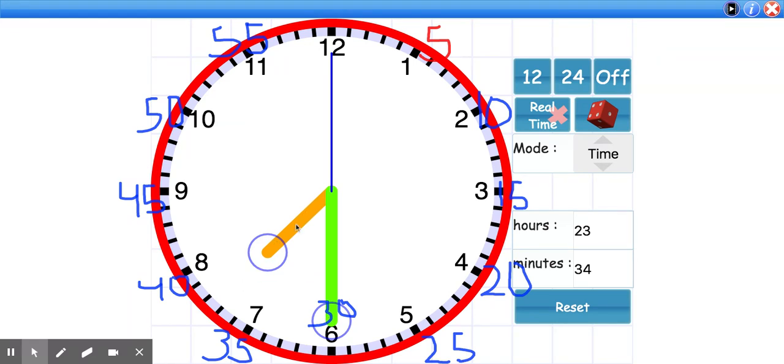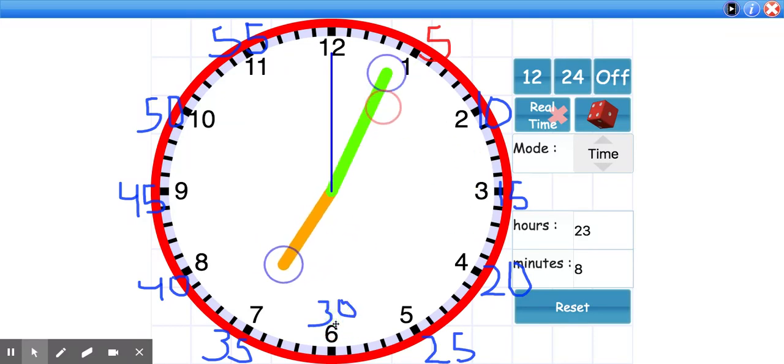Now I'll remind you, this hour hand is halfway in between the 7 and the 8. It is not to the 8 yet. So it is still in the 7. And now my minute hand is pointing straight down. So we know it is 7:30.